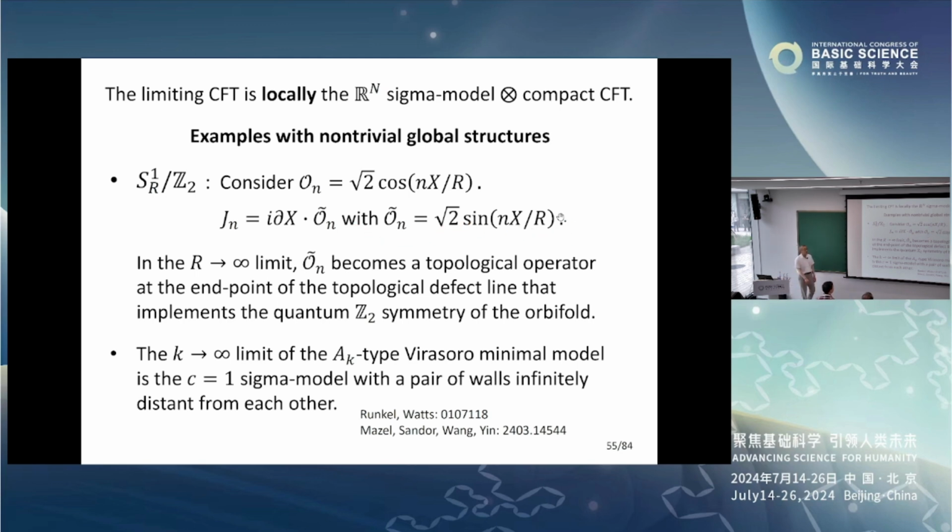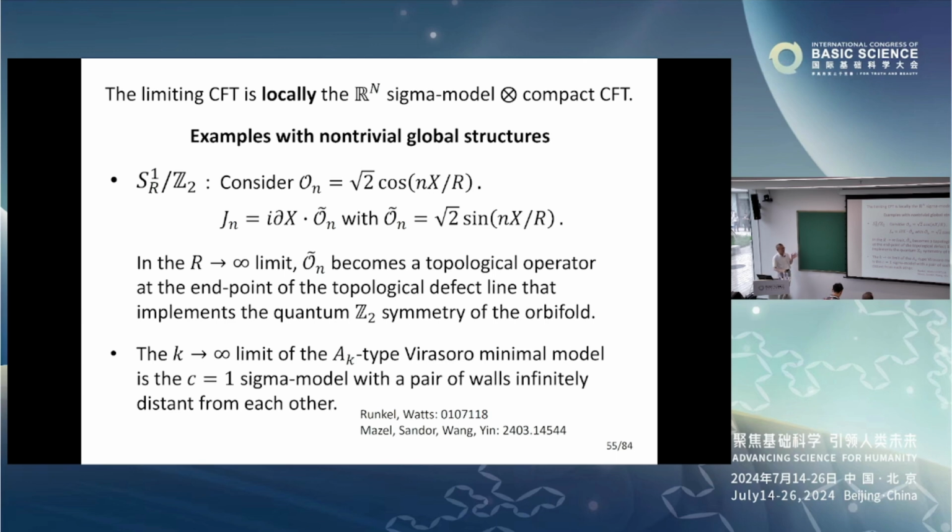Now, if you take the r goes to infinity limit, the infinite distance limit of this orbifold, you would say that O tilde vanishes because you have sine and r goes to infinity. But it is not. In fact, it's more subtle than that. You can show that this O tilde is actually a topological operator, a dimension 0 operator, which is the endpoint of a topological defect line that implements the quantum Z2 symmetry.